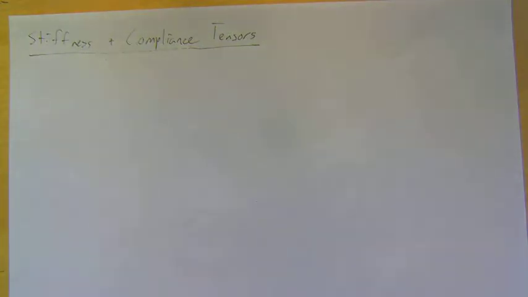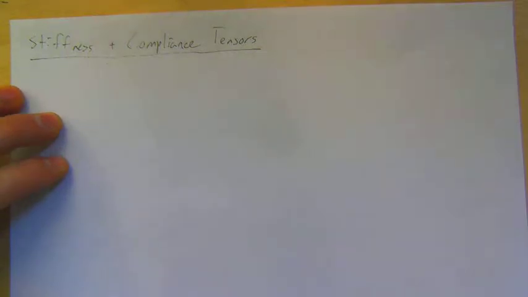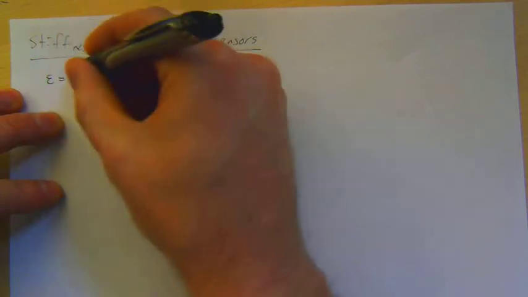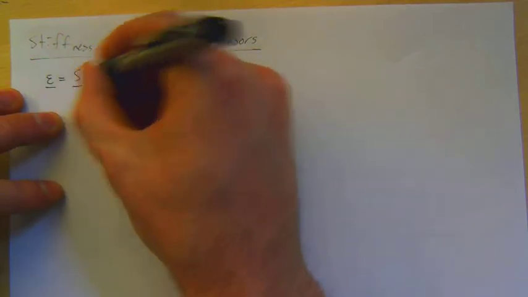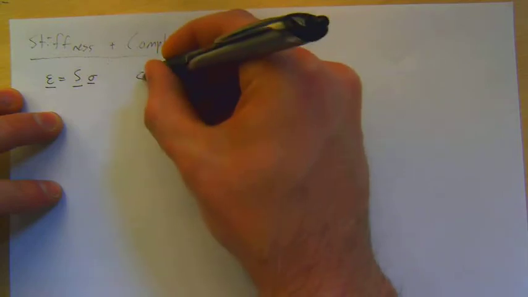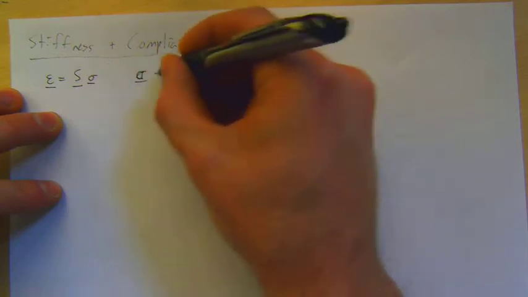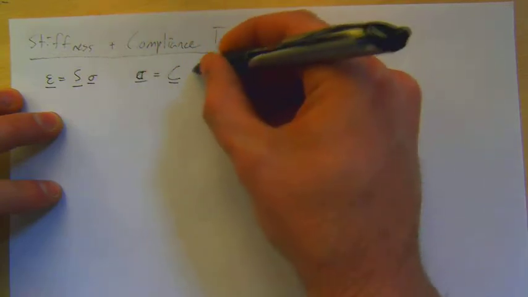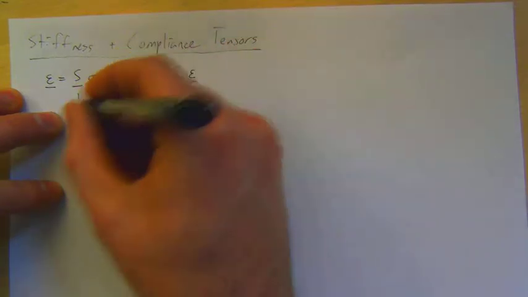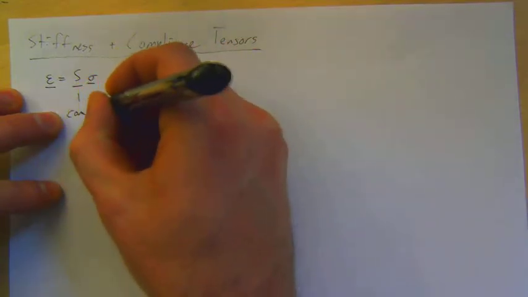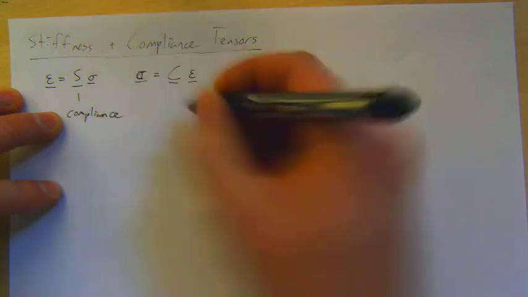So, if you remember, this is a general relationship for stress and strain. We have epsilon is equal to S sigma, and sigma is equal to C epsilon, where this is the compliance, and this is the stiffness.